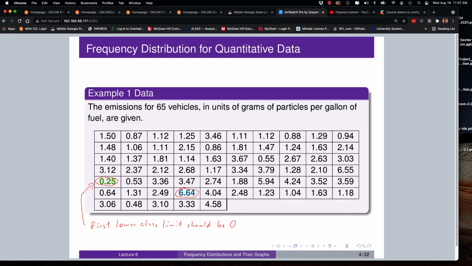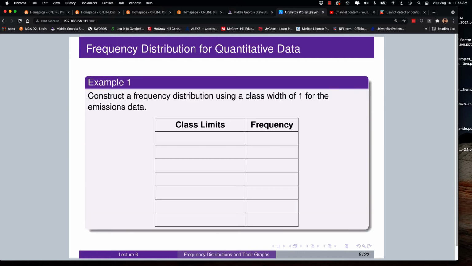And 0.25 to 6.64 is not a very wide range, but when you're talking about decimal numbers, you can treat it like it's a wide range. And so maybe a class width of 1 here would be good, because that would give us roughly 6 or 7 classes. So let's do that real quick. Let's use a class width of 1, and let's construct a frequency distribution using a class width of 1 for the emissions data. This is pretty straightforward.